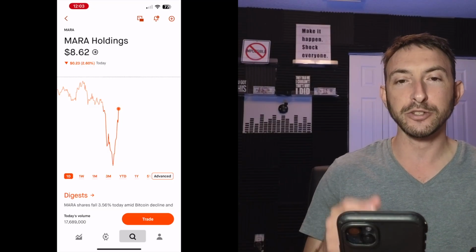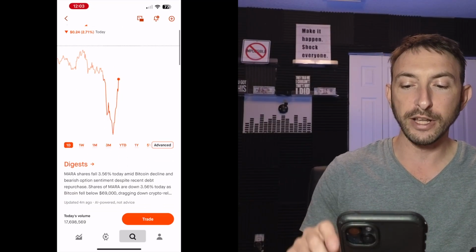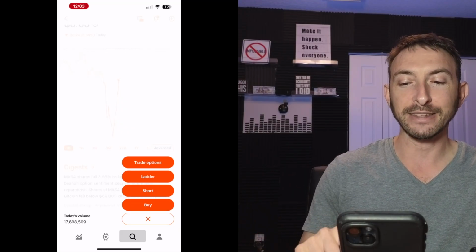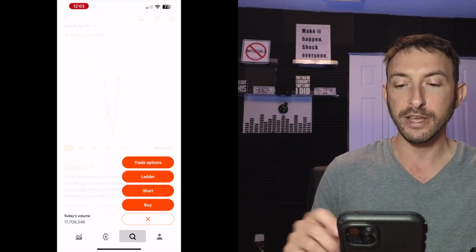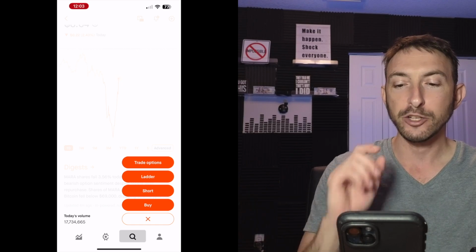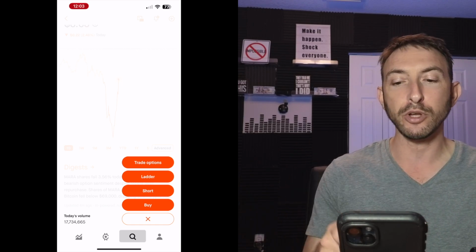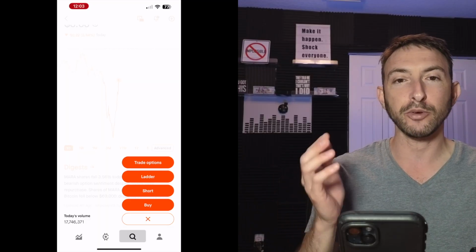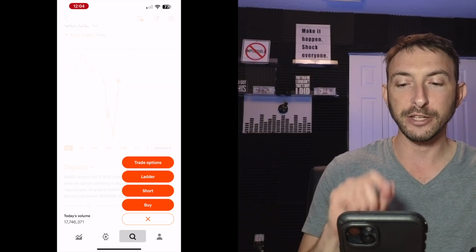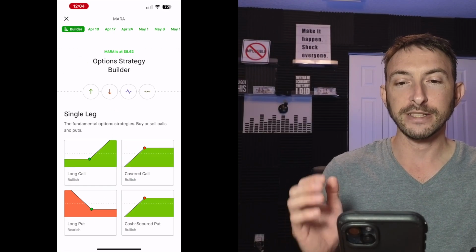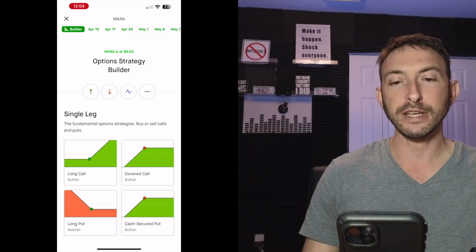So how do you actually do it in Robinhood? We're going to go over here and press trade. When you press trade at the top, you're going to see trade options. There's ladder, short, and then buy. Buy would just be to buy the stock. Trading options is what we're going to do. If you don't see trading options on your Robinhood account, you may have to upgrade to a higher tier Robinhood account, but it should be right there. So now we're going to press trade options. It may look really confusing, but it's pretty simple.